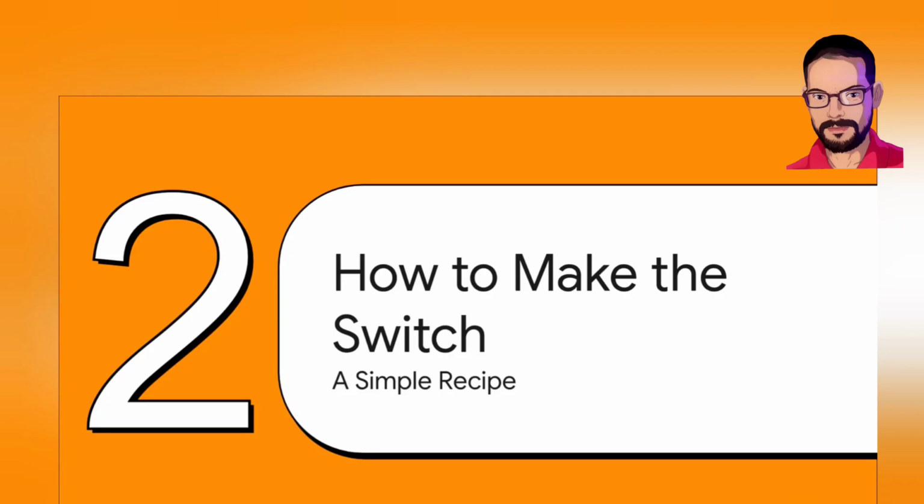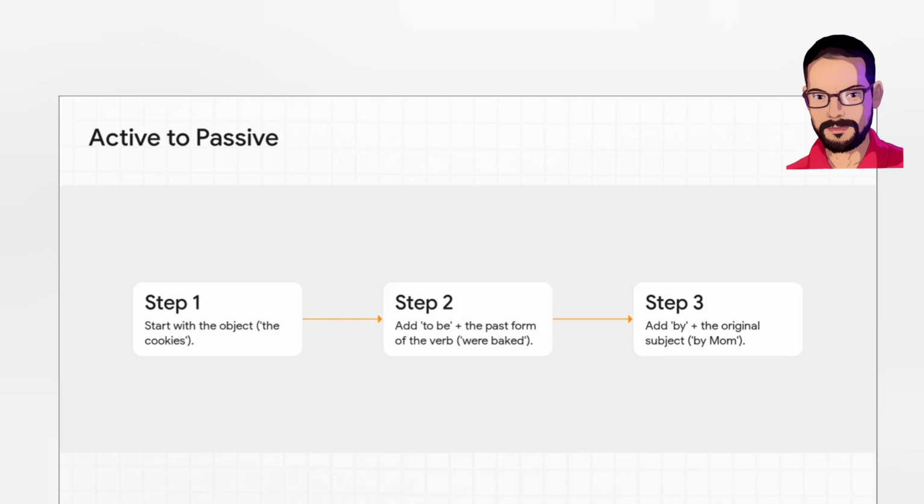So we've got the what and the why. Now it's time for the how. Let's get into the mechanics with a really simple 3-step recipe that makes switching from active to passive pretty much foolproof. Let's start with a nice active sentence. Mom baked the cookies. Okay, step 1, find the object. What did Mom bake? The cookies.